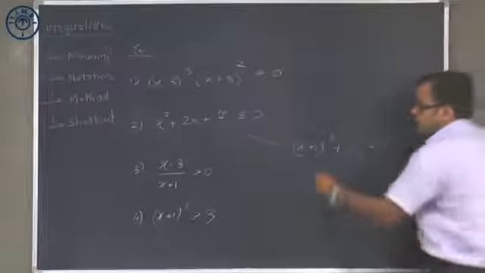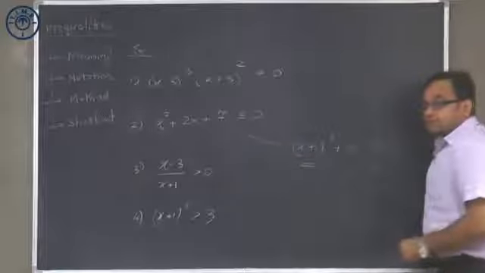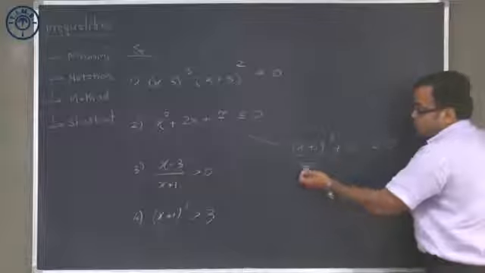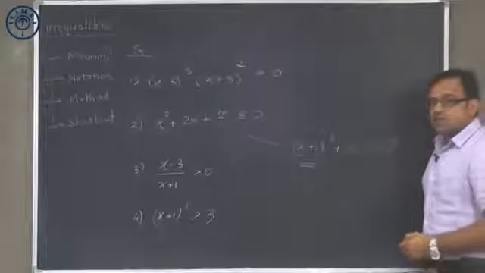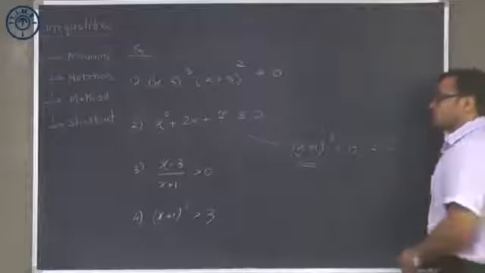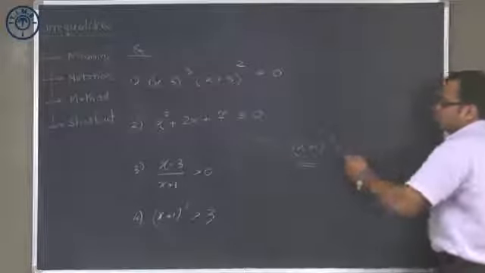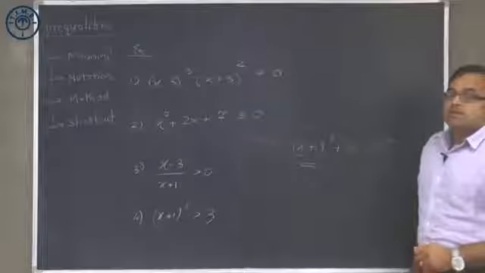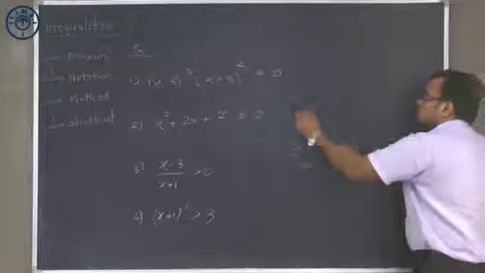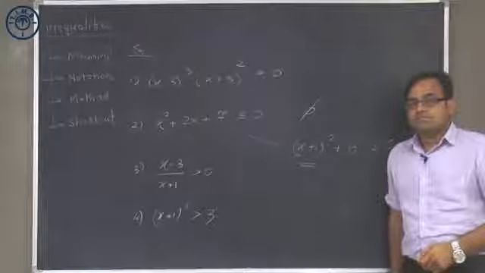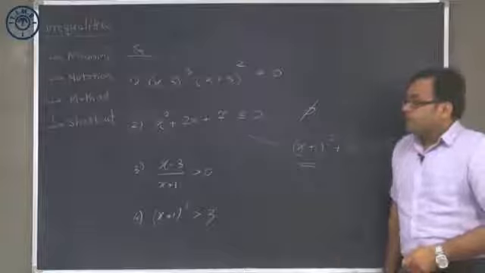Now naturally, (x plus 1) whole square is greater than or equal to 0. If this is greater than or equal to 0, plus 6 will be greater than or equal to 6. Because it is greater than or equal to 6, that means that definitely this portion can never be less than or equal to 0, which means that there will be no solution. So in this case, there will be no solution. 5 is your answer.